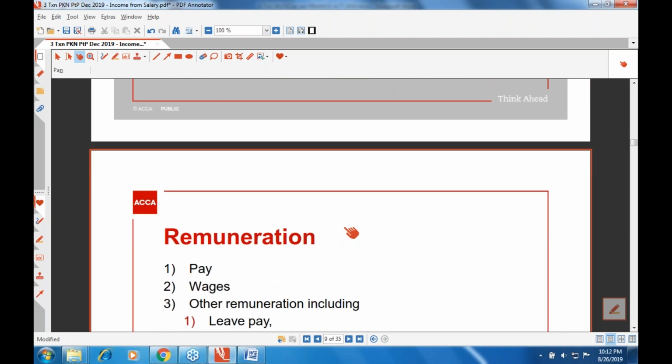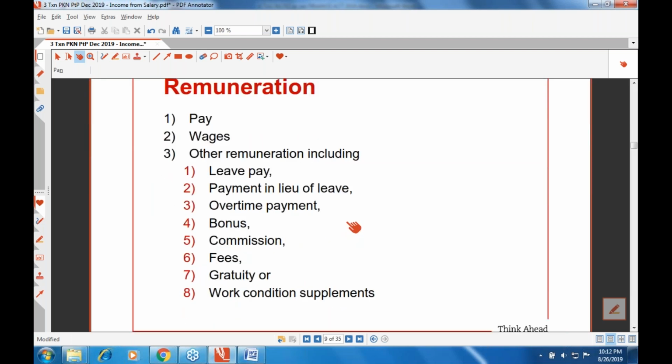First of all, let's try to understand remuneration. Remuneration could be in the form of pay or wages. Usually pay refers to a monthly amount, and wages usually refer to a daily amount. So when I talk about remuneration, one of them is either the pay or the wages. Then there is other remuneration including leave pay. If you have a policy in your company where you go on leave and your salary does not get deducted, that's leave pay.